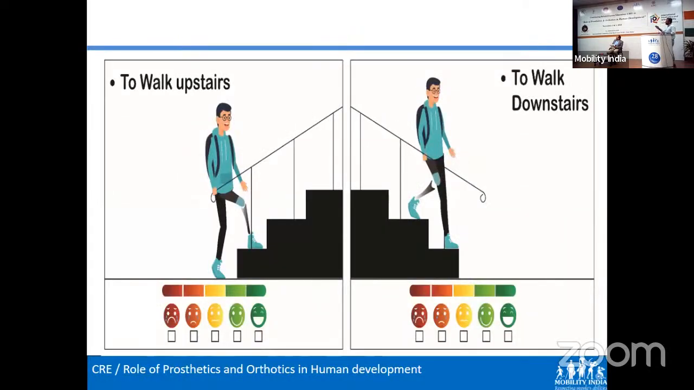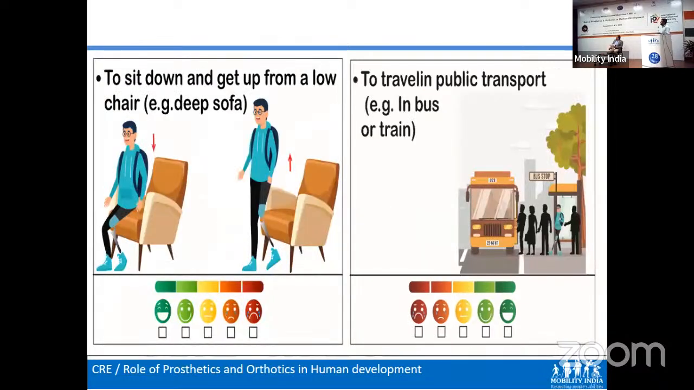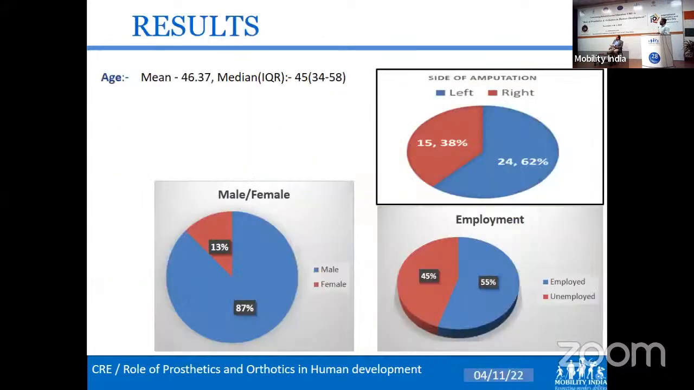These are some sample images from my Pictorial Prosthetic Mobility Evaluation Questionnaire, like to walk upstairs and to walk downstairs. Here we want to reduce written, text-based content, and that's why we use pictorial presentation for the responses also. Other examples are to sit down and get up from a low chair, and to travel in public transport, bus or train.